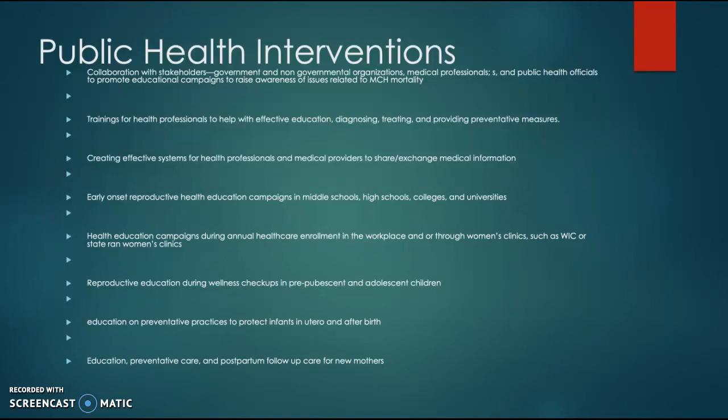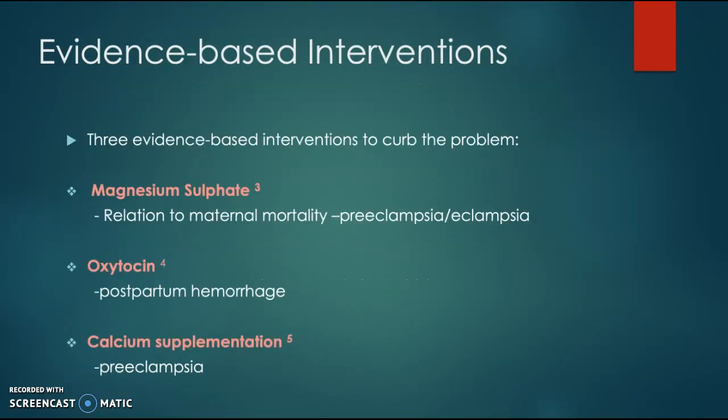We can also create effective systems for health professionals and medical providers to share and exchange medical information, and early onset reproductive health education campaigns in middle schools, high schools, colleges, and universities. There could be health education campaigns during annual healthcare enrollment in the workplace or through women's clinics such as WIC or state-run women's clinics, reproductive education during wellness checkups in prepubescent and adolescent children, education on preventative practices to protect infants in utero and after birth, and education, preventative care, and postpartum follow-up care for new mothers. These are all interventions that we can try to incorporate in our existing services to prevent maternal and child mortality.